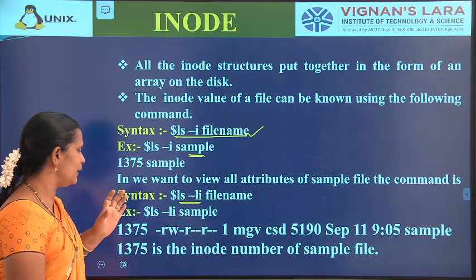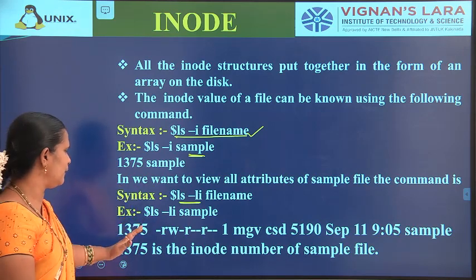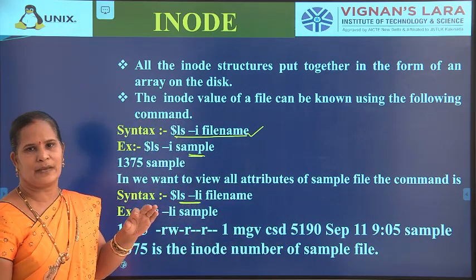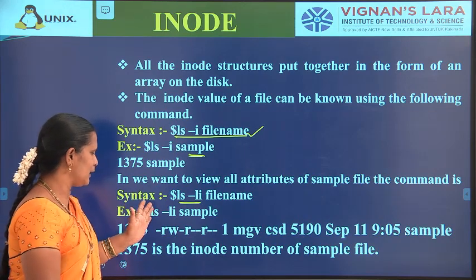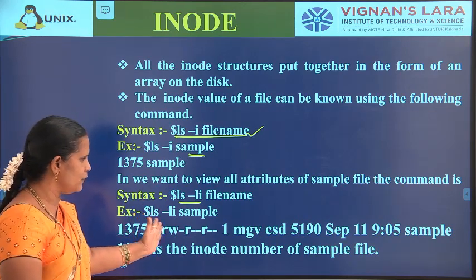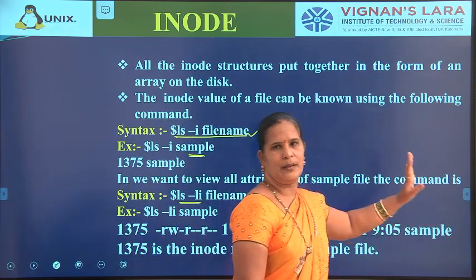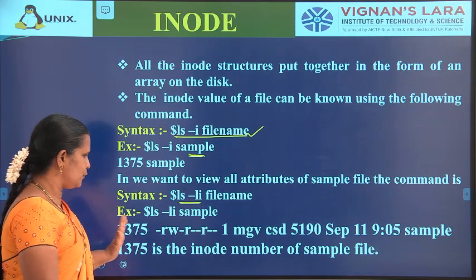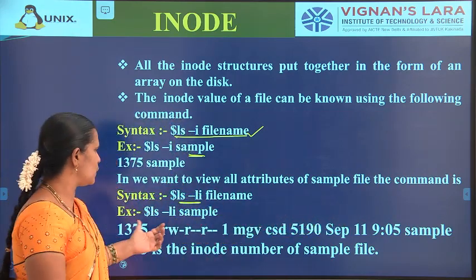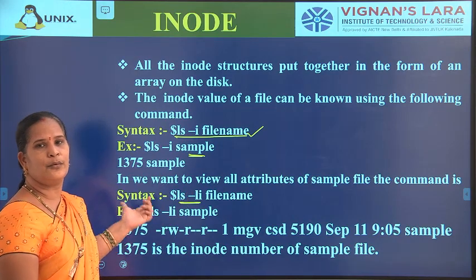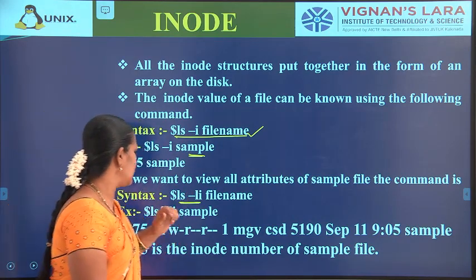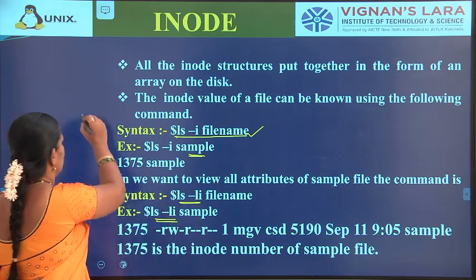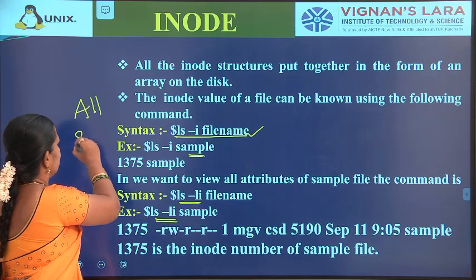In the first column it is going to display the inode number. The remaining attributes are the same as the ls -l command. The ls -l command displays the attributes from file permission to the last file name, whereas the ls -li command displays inode number to file name. So in the first column it displays the inode number, that you have to remember. The ls -li command displays all 8 attributes of a specific file.